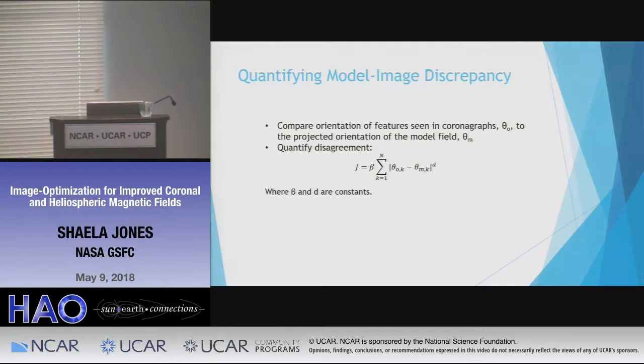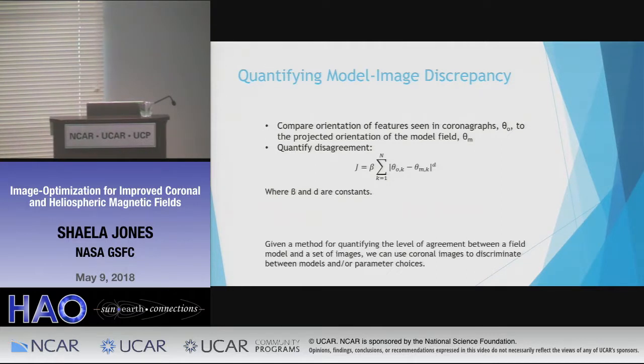And in order to quantify the degree of agreement, basically we take these angles that we measure on the image, the slope of that little line, and we compare it to the angle that you would get from the model field. And you construct this objective function J. So basically the bigger J is, the worse the agreement between the model and the images. And that allows us, at the very least, to compare different models and say, okay, models A, B, and C, which one agrees best with the images?